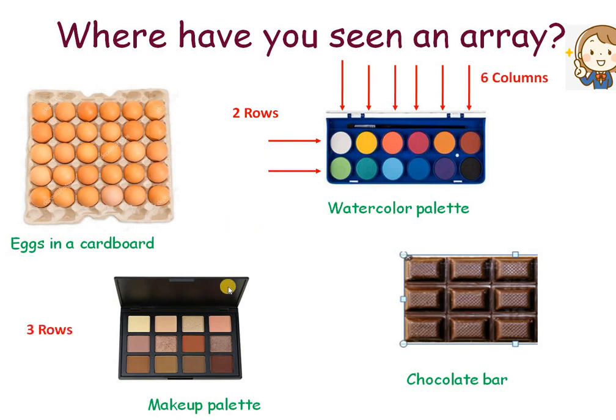Okay, let's have a look at the makeup palette. How many rows are there? 1, 2, 3 rows. And how many columns are there? 1, 2, 3, 4 columns. Look at the chocolate bar here. Yummy chocolate bar. There are 3 rows and 3 columns. I want you to try to find out how many columns and rows are in the eggs cardboard.